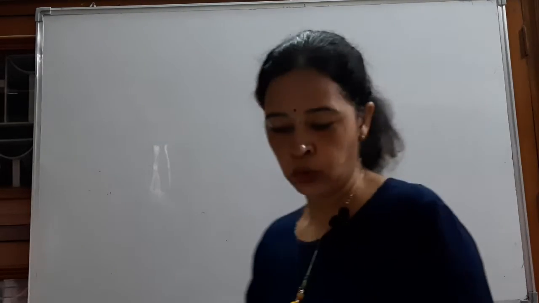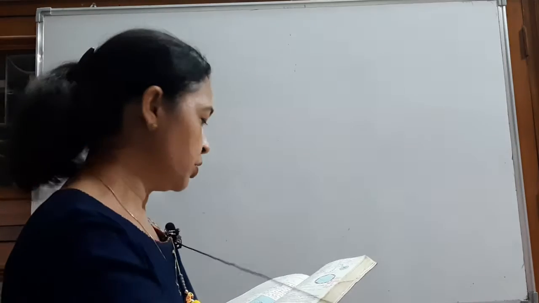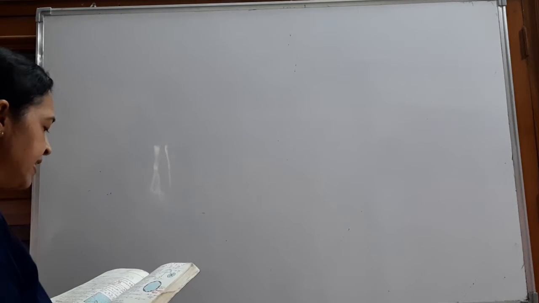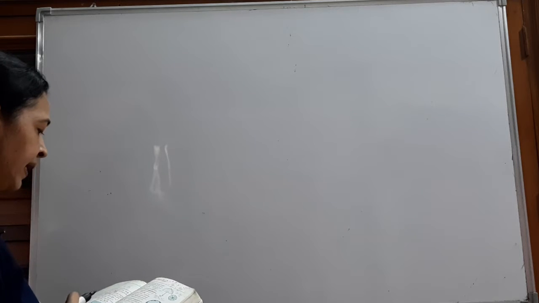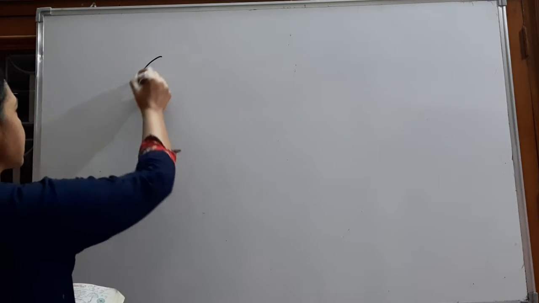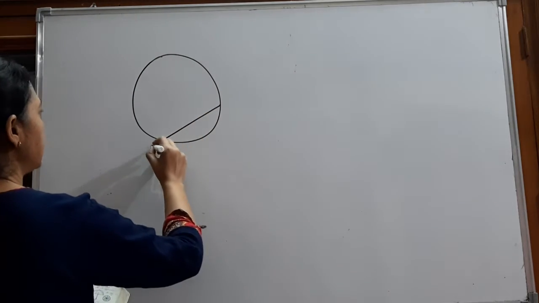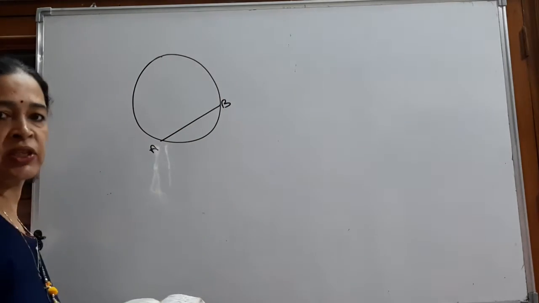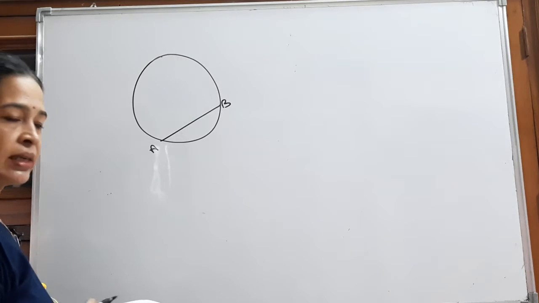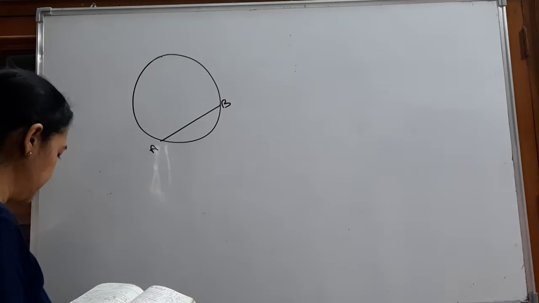Hello students, let's do question number 4 of exercise 12.2. A chord of a circle, radius 10 centimeters, subtends a right angle at the center. We have a circle and we have a chord. Let AB be a chord. What is a chord, bachche? A line segment which touches a circle at 2 points.